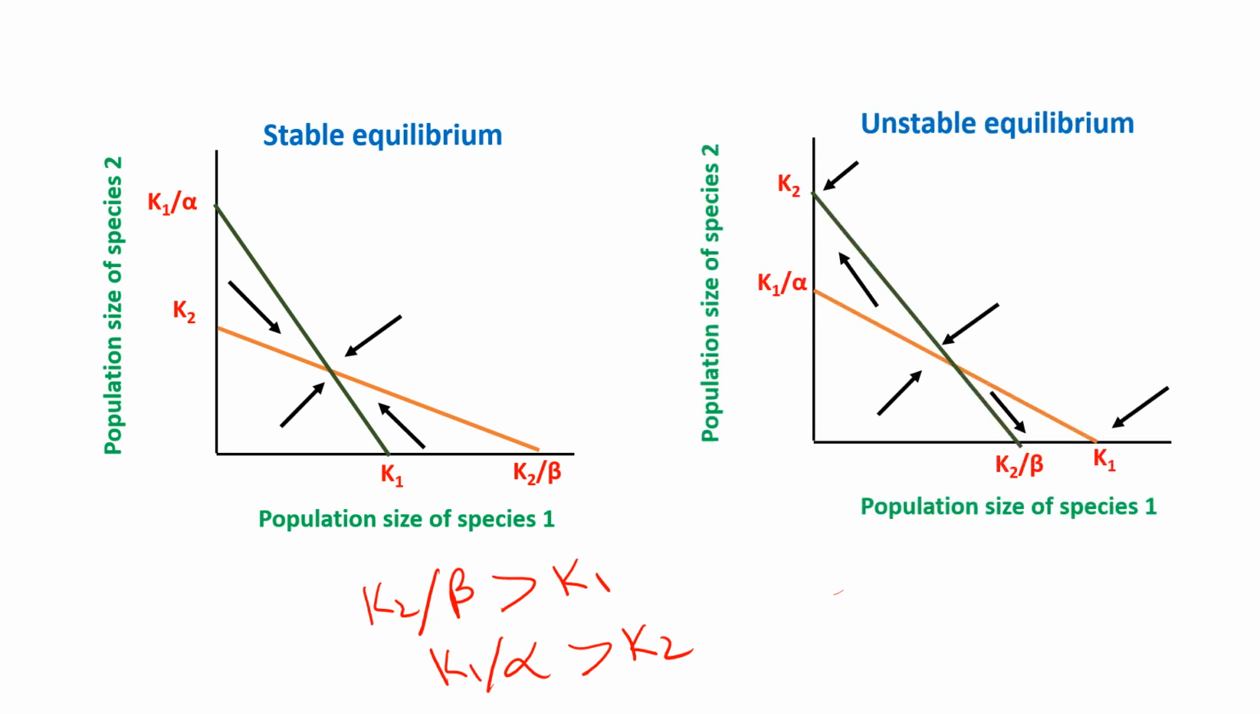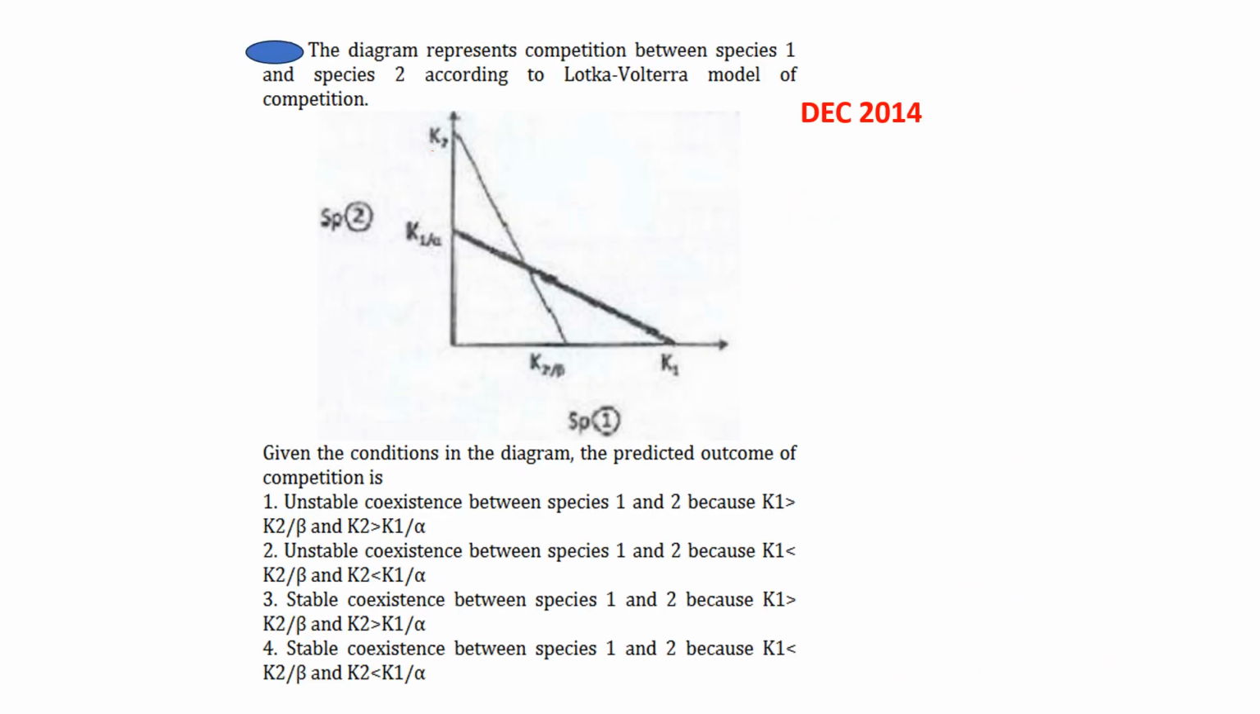Now, unstable equilibrium may also be there. In the unstable equilibrium, K1 is greater than K2 upon beta and K2 is greater than K1 upon alpha, which we are seeing here, and unstable equilibrium can be there in an ecosystem. Now, on the basis of the Lotka-Volterra equation and this information, many questions are asked in competitive examinations.